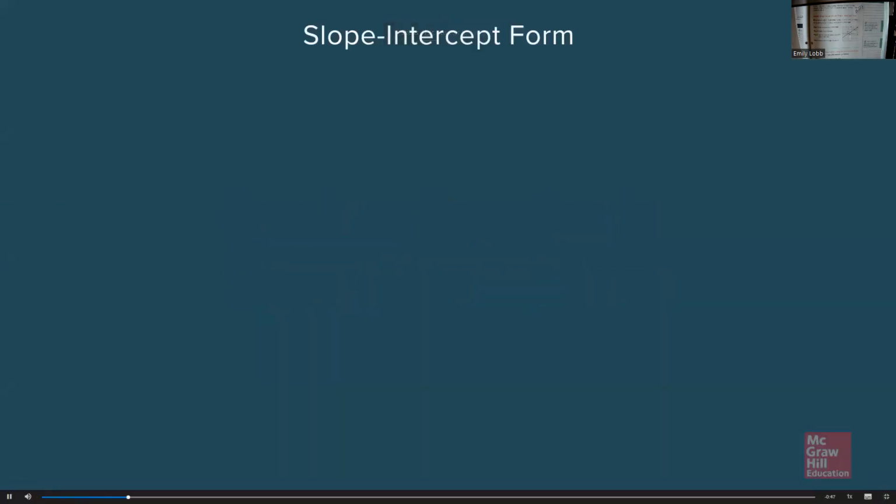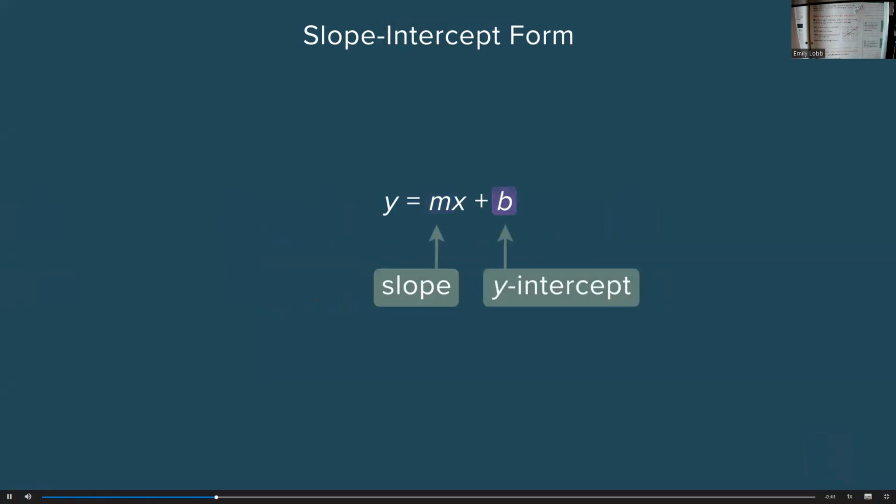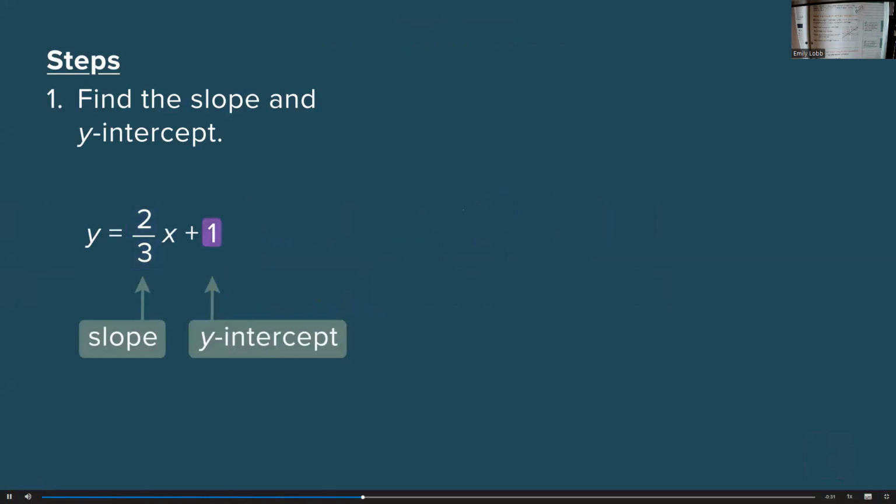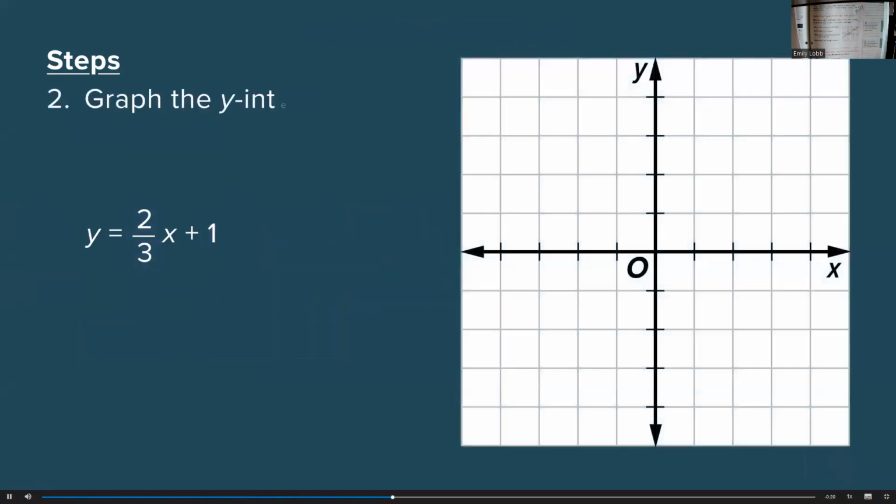You can graph an equation in the form y equals mx plus b by using the slope and the y-intercept. Use the slope-intercept form of the equation to identify the slope and y-intercept. The slope is 2/3 and the y-intercept is 1. Graph the point containing the y-intercept on the y-axis. In this case, graph the point 0, 1.